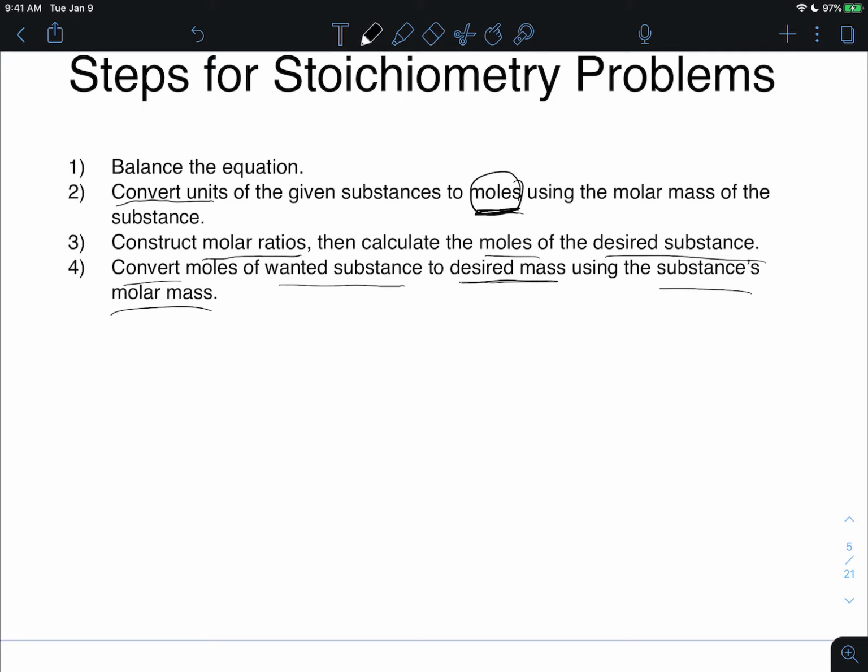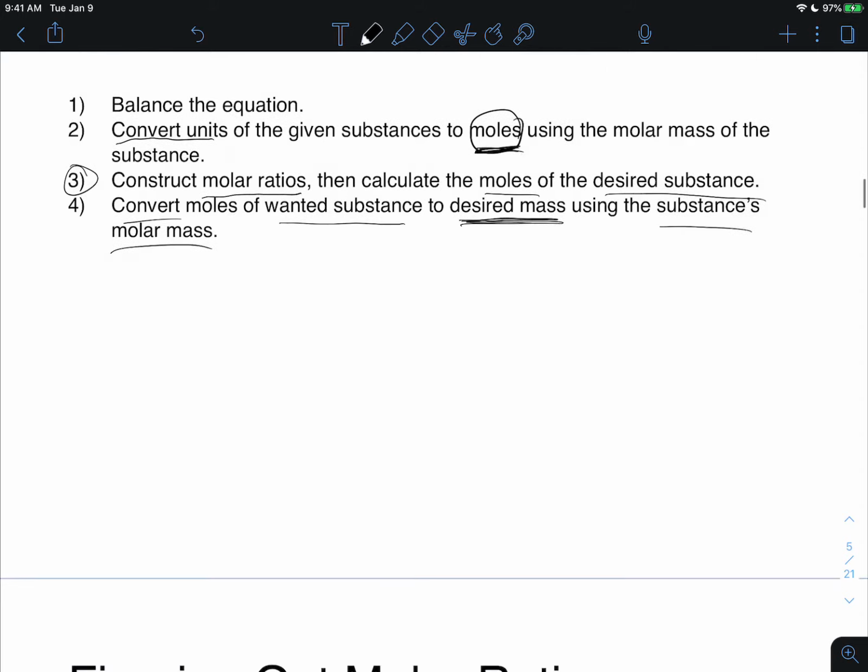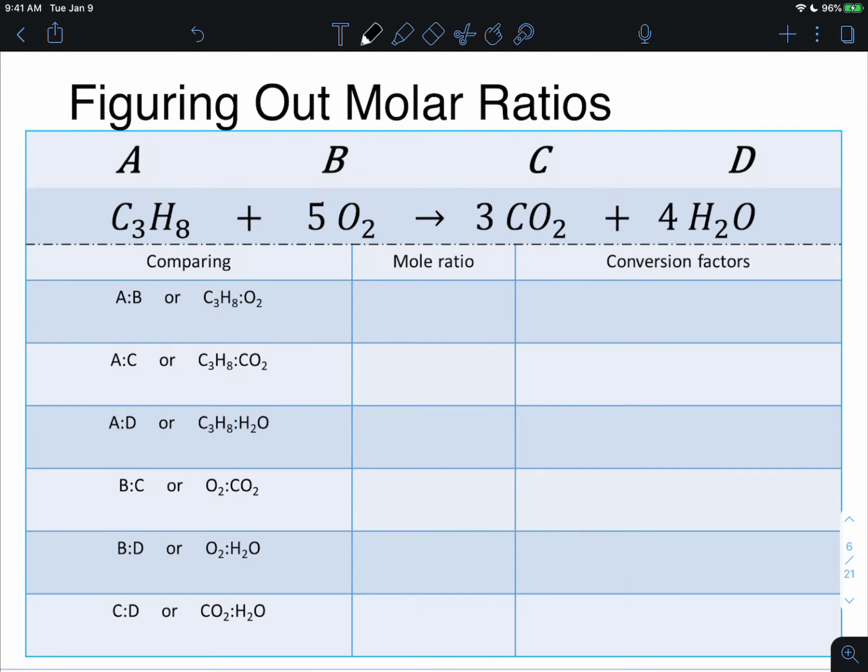So using your molar mass, you could take whatever moles of wanted substance you got from number 3 and convert it into a mass, as most stoichiometry problems are actually looking for mass. You just have to go to moles because that's the only way you can relate them. You cannot relate grams and grams directly. So let's look at how we'd actually figure out our molar ratios.